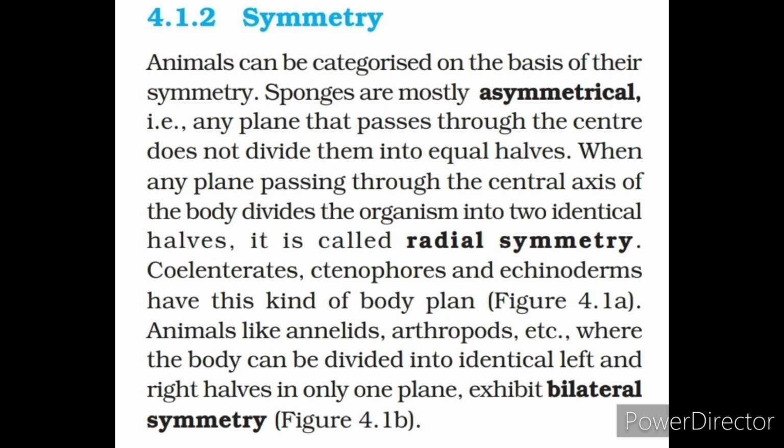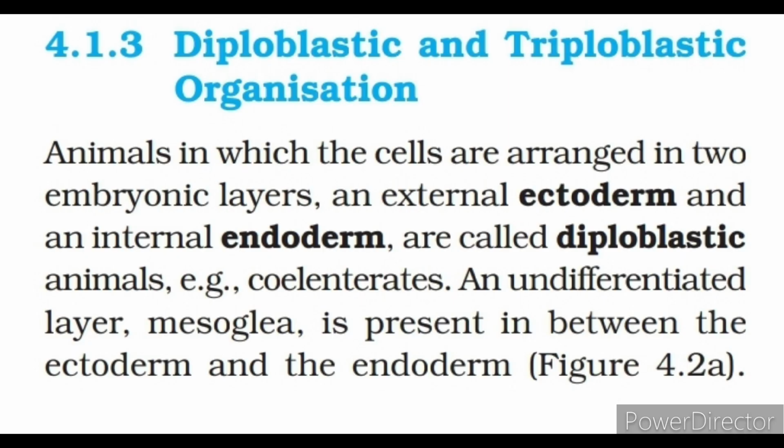Animals like annelids, arthropods, etc., where the body can be divided into identical left and right halves in only one plane, exhibit bilateral symmetry. Diploblastic and triploblastic organization.